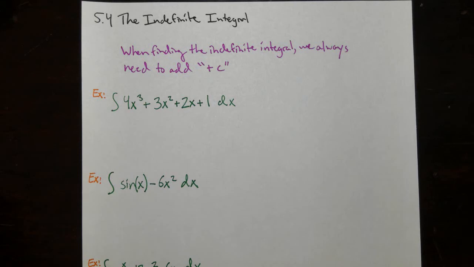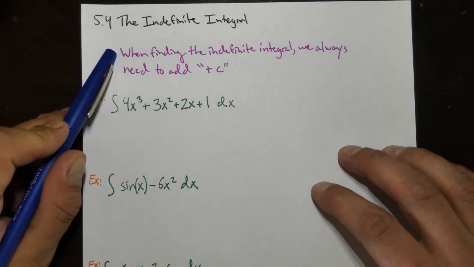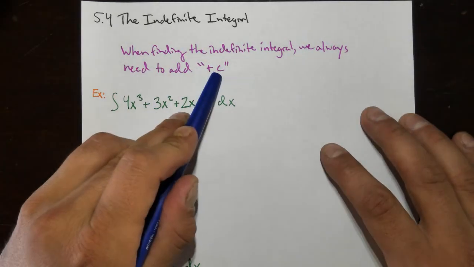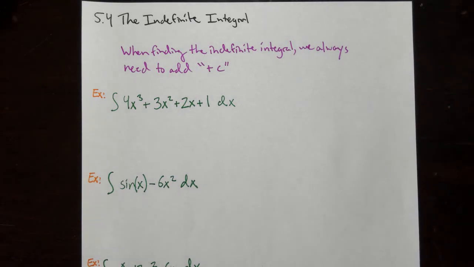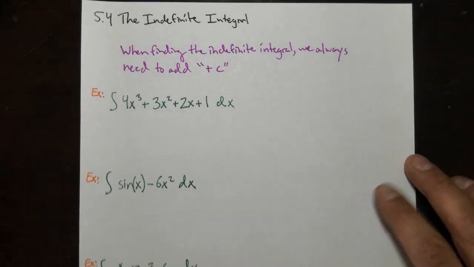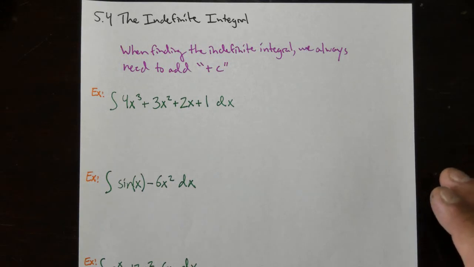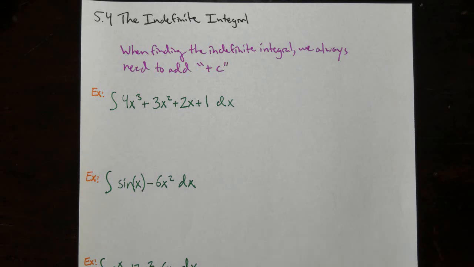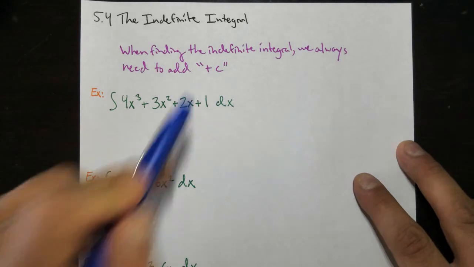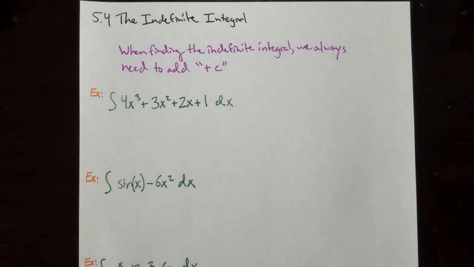Now, here's the trick. When finding the indefinite integral, we always need to add plus c, and the c stands for constant. Think about it. If we were to take the derivative of a function, the constant goes away. Now, when we go backwards, we need to account for any possible constant that went away. It could have been plus 500, it could have been plus 1 million, or it could have been plus 2, right? But that goes away, so we need to account for that by saying plus c, plus some constant, and it's an unknown constant at this point.